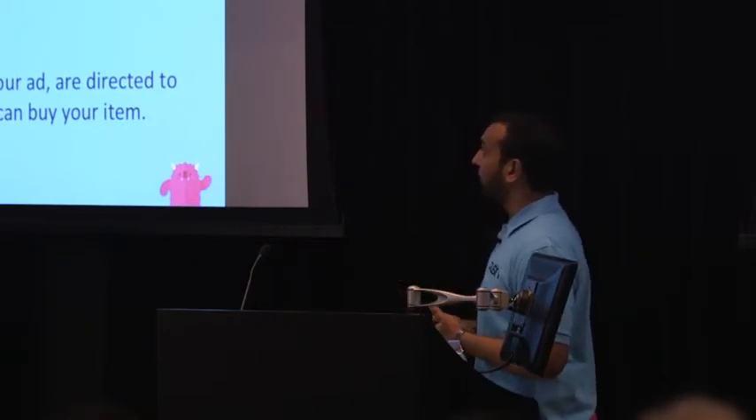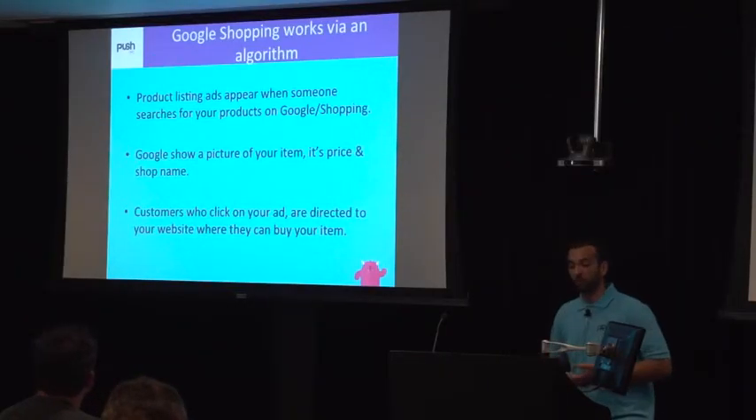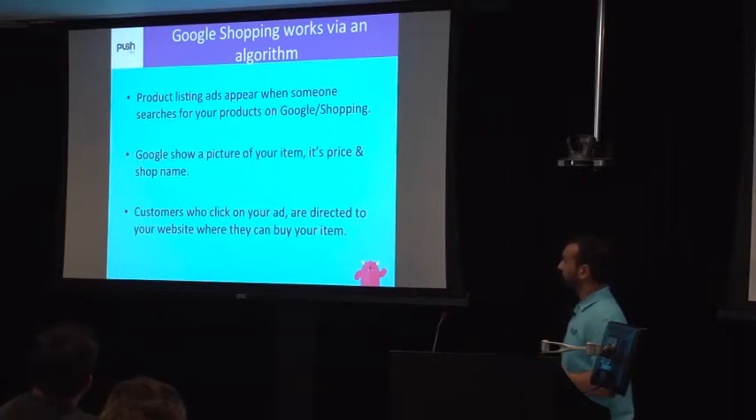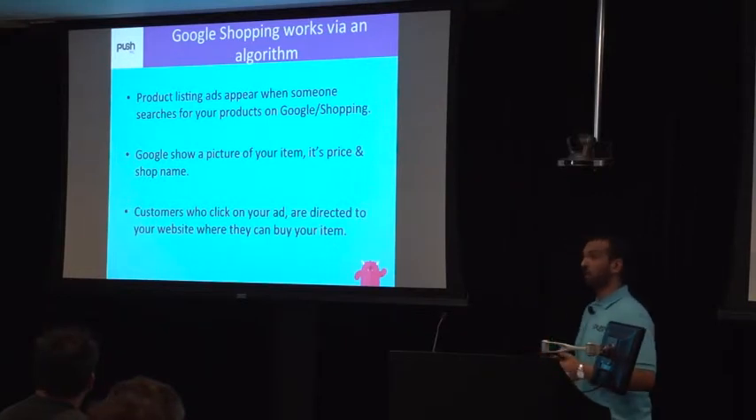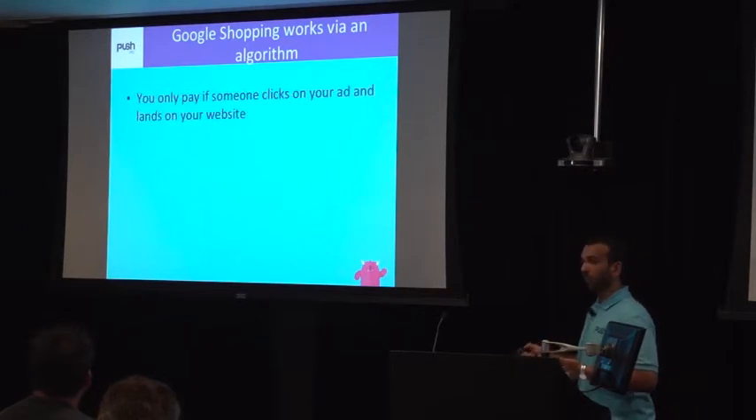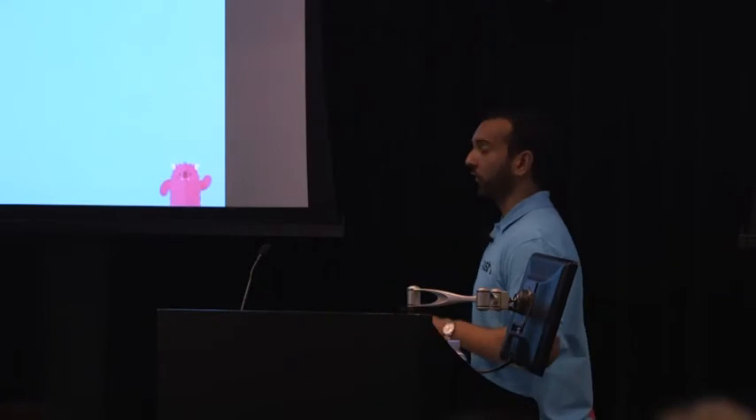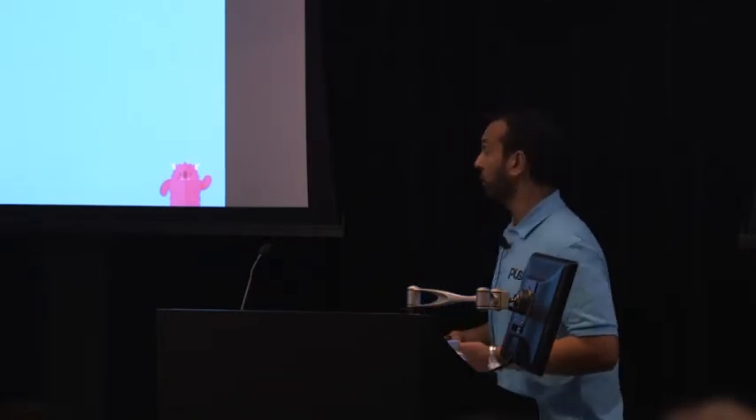So product listing ads appear when somebody searches for your product on Google Shopping. As I showed you earlier, it shows you a picture of your item, a price, and a shop name. And if somebody were to click on an ad, where it takes you is to the actual product page for that specific item that is being advertised. And how you pay for them is on a cost per click basis only when somebody clicks on the ad and is redirected to your website. This is a good thing about Google Shopping and what makes it a fantastic campaign type to use for anyone who has an e-commerce website buying function on their business.